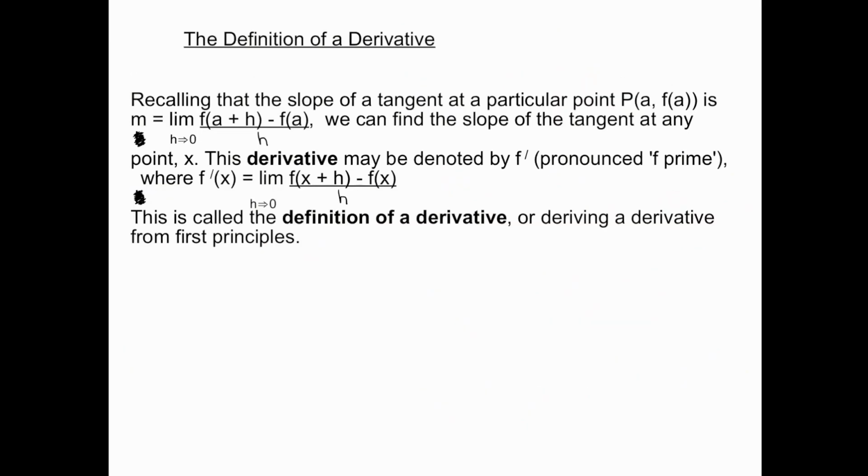So here's our definition of a derivative. Recalling that the slope of a tangent at a particular point P with a and f of a is equal to the limit as h approaches 0, f of a plus h minus f of a all over h, we can find the slope of the tangent at any point x. This derivative may be denoted by f with an apostrophe beside it, and this is pronounced f prime, where f prime of x is equal to the limit as h approaches 0 of f of x plus h minus f of x all over h. And this is called the definition of a derivative, or deriving a derivative.